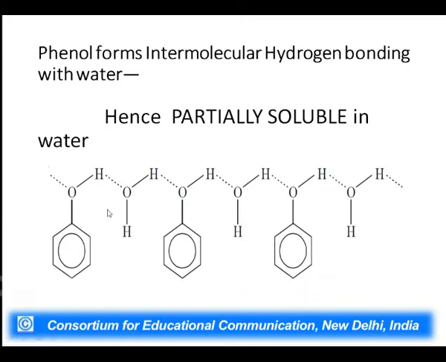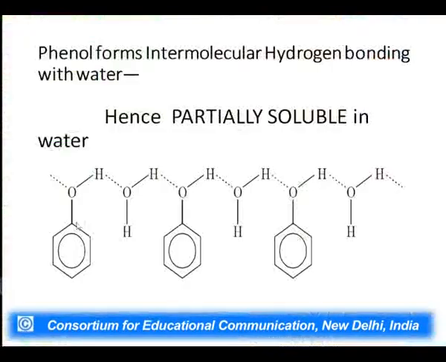Why is it only partially soluble? We can say it is having intermolecular hydrogen bonding, still phenol is partially soluble. It is because of this phenyl group, which is nonpolar, and it forms the major part of the phenol. Hence, phenol is partially soluble in water and it is soluble in organic solvents like ether.